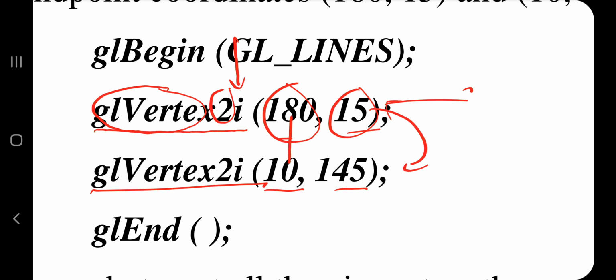It will take these 2 points and mark a point here. Then it will make a line in between this. How does it happen? It happens through GL begin and GL end. Between the GL begin and GL end, you can write many statements.